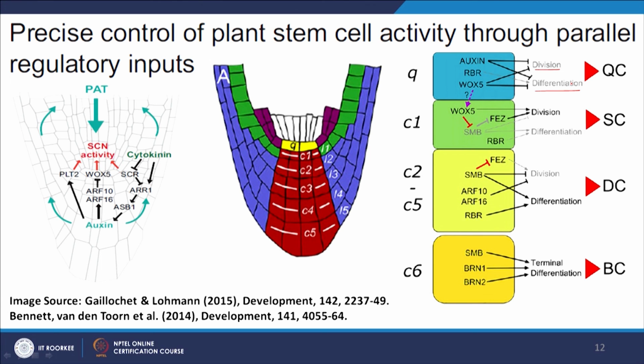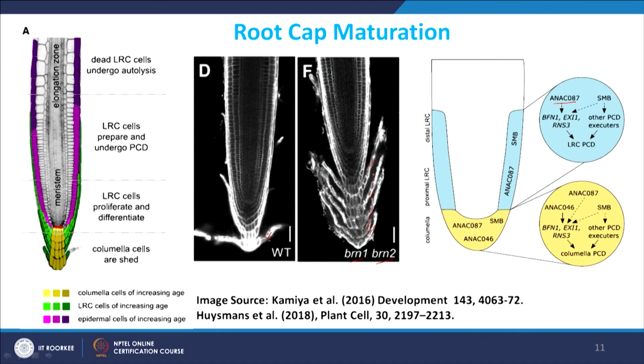And if you come to the last layer, which is called terminal differentiation, the final layer differentiation, there are other genes called BRN1 and BRN2, and together they initiate or activate the process of terminal differentiation. And that is why, if you do not have BRN1 and BRN2, if you remember this, terminal differentiation is defective and you can see multiple layers of lateral root cap formation.